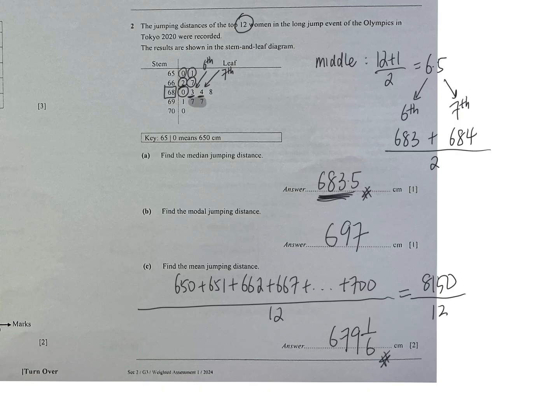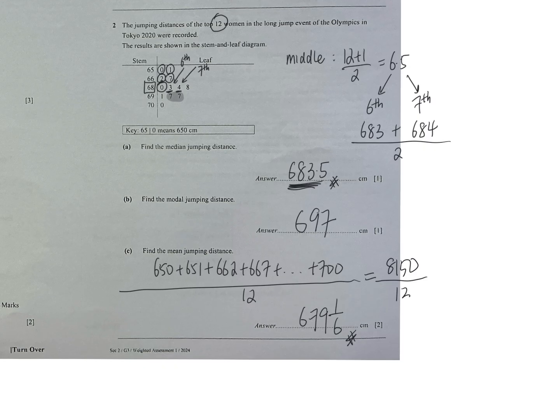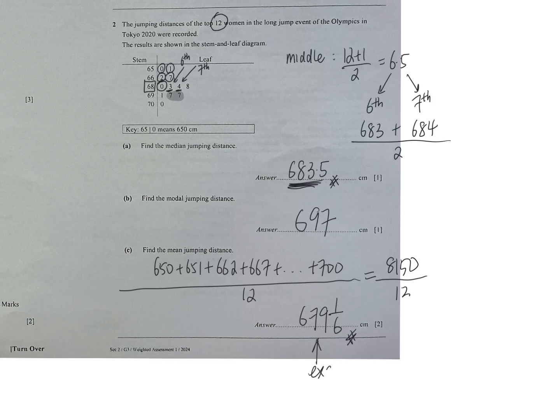Okay, but some of you gave me 679, then you write 3SF. Some of you write 679.2. I mark it correct. So if it's exact, leave it as this. This is the answer I'm looking for. So this is exact. Any answer that can be changed into a fraction is an exact answer.